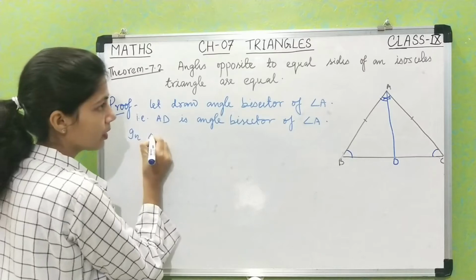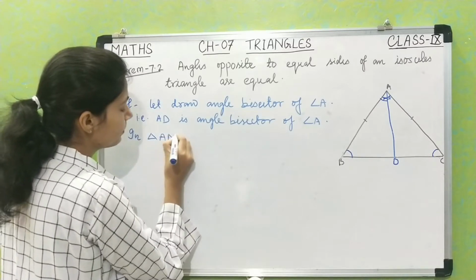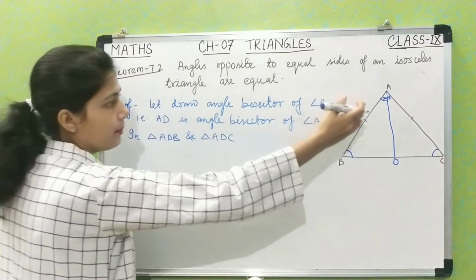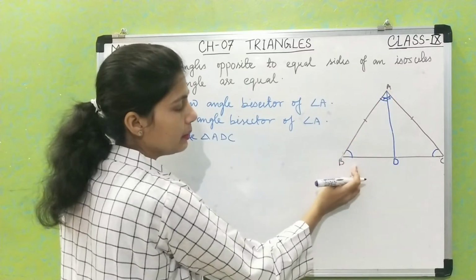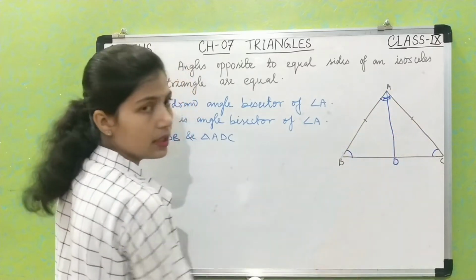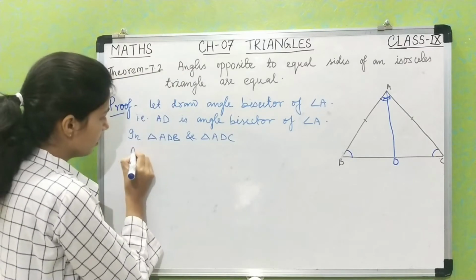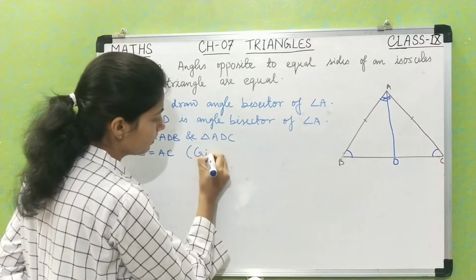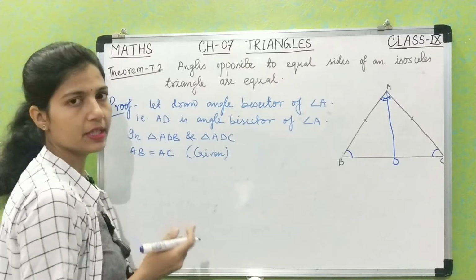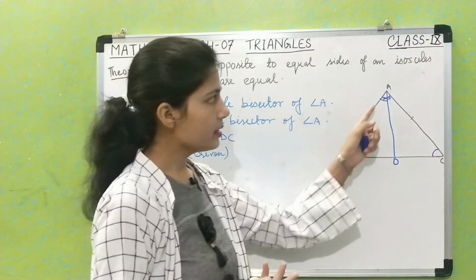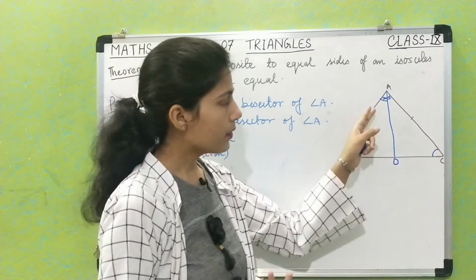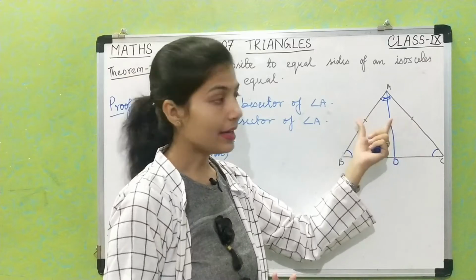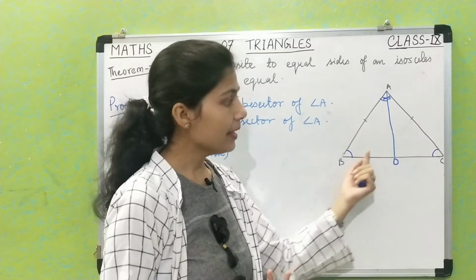Okay, so in triangle ADB and triangle ADC, AB is the side of triangle ADB and AC is the side of triangle ADC. Those are equal. So AB equals AC. We have been given this because ABC is an isosceles triangle and its sides AB and AC are equal. So after drawing angle bisector of angle A, these sides are the sides of these two triangles ADB and ADC.